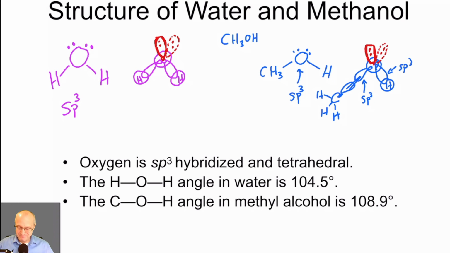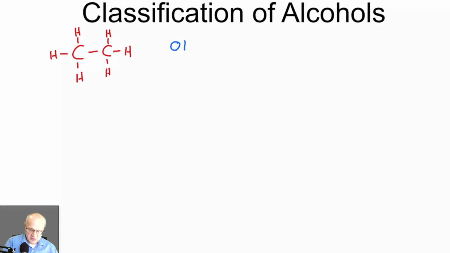All right, so now we're going to talk about the classifications of alcohols. They come in primary, secondary, and tertiary examples. So let's start by just drawing a molecule of ethane. So here's ethane in all of its structural glory. Very simple little molecule. Now, to make an alcohol, we have to attach a hydroxyl, or an OH, to one of the carbons. Take off one of the hydrogens, replace it with an OH.